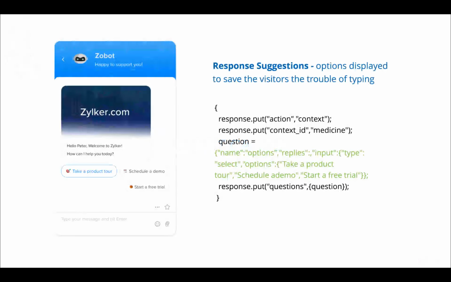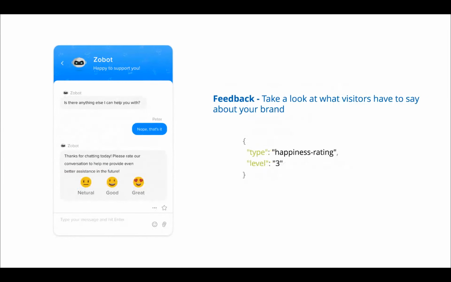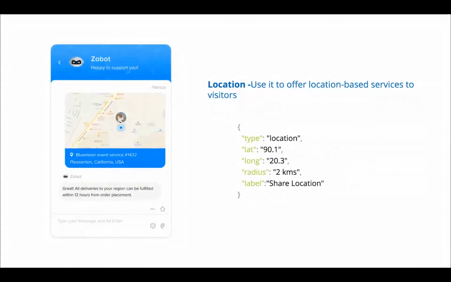So with response suggestions, options are displayed for the visitor to choose so that they can save themselves the trouble of typing. And then you have calendars that eliminate the need for a personal assistant, and they solve the hassle of scheduling appointments and meetings manually. You can also use range calendars for the same. And then you have feedback widgets like star and happiness rating that can be helpful in interpreting what visitors have to say about your brand. Then you have the location widgets that can be used to offer location-based services to visitors.